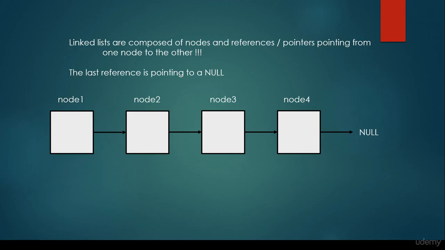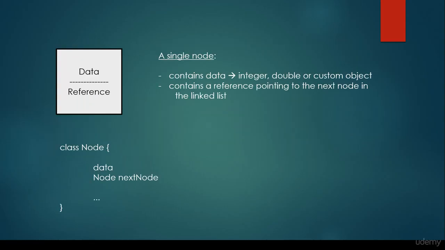It's very important because this is how we are going to implement linked lists: we iterate through until the next node is a null. This is how we are able to detect that it's the last node in our linked list. So what about a single node?